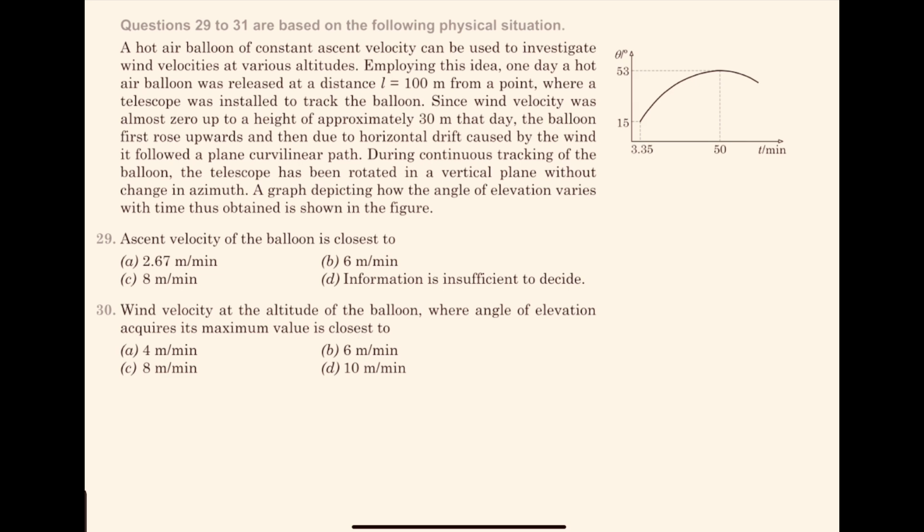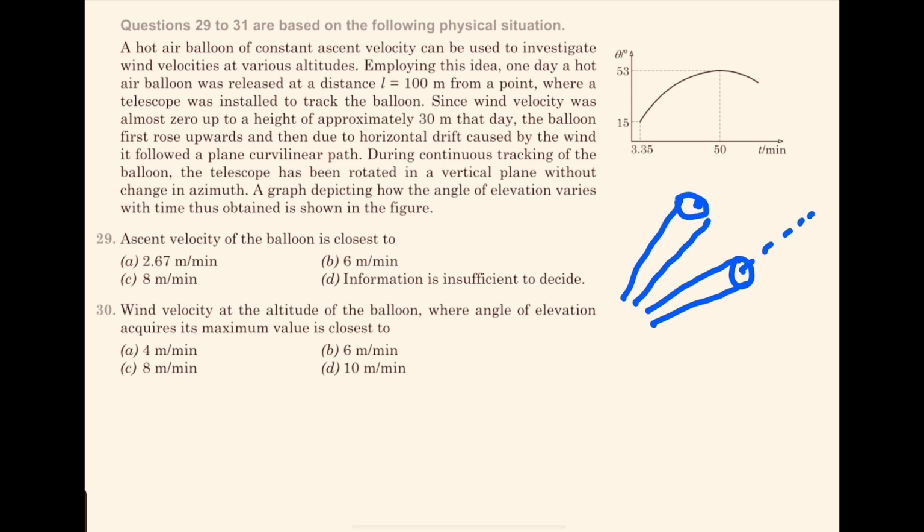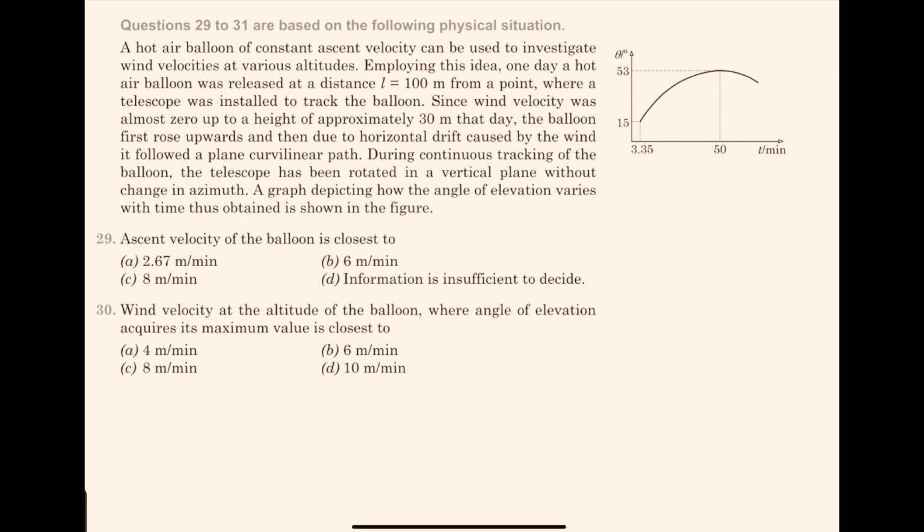Now here we are observing the balloon using a telescope. When we are observing using the telescope, it is being said that it is being observed without changing the azimuth. That means the vertical plane in which the telescope is remains the same vertical plane throughout. The telescope is not rotated in the horizontal plane, it is only rotated in the vertical plane.